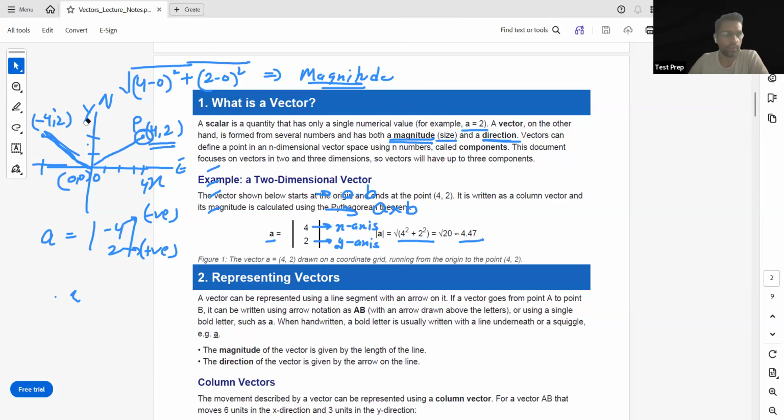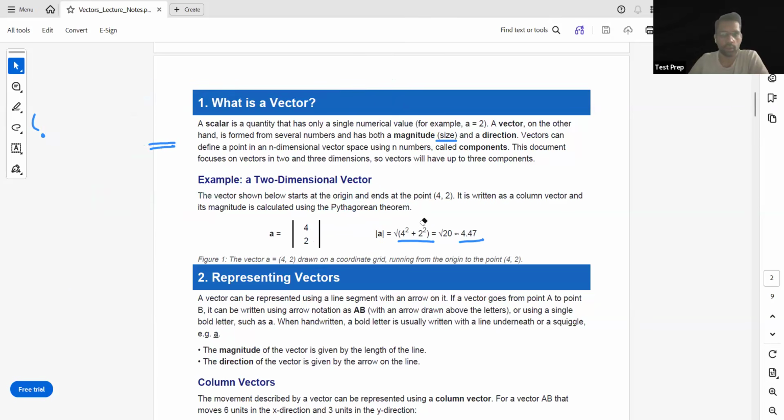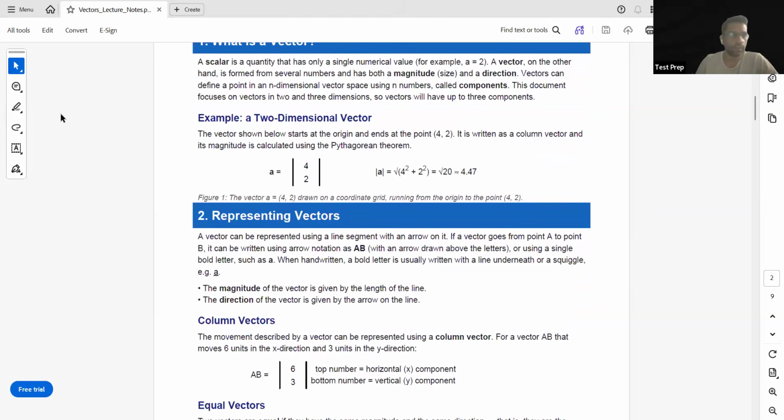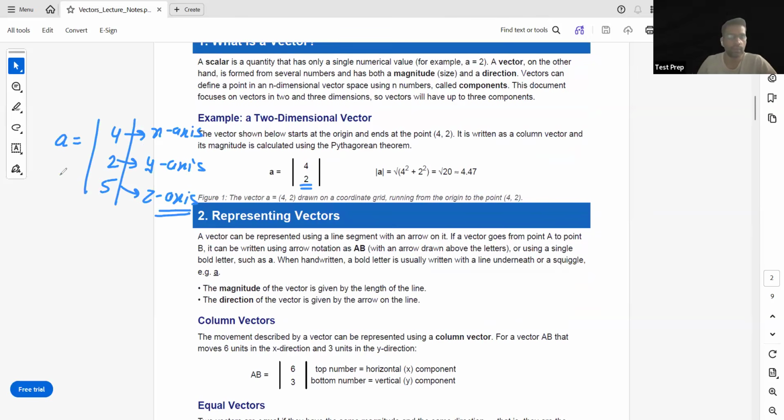Now we are moving forward. Representing vectors. This is a two-dimensional vector, and we will write it in this form. If it is three-dimensional, we will write it as 4, 2, and 5. So 4 represents the x-axis, 2 represents the y-axis, and 5 represents the z-axis. This is a three-dimensional vector, called 3D.